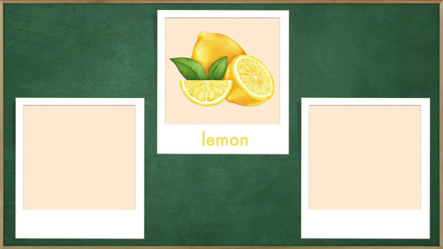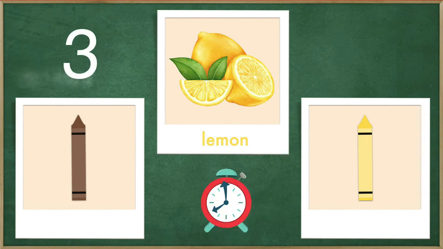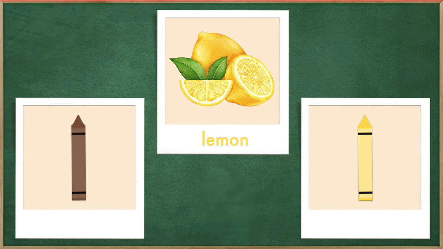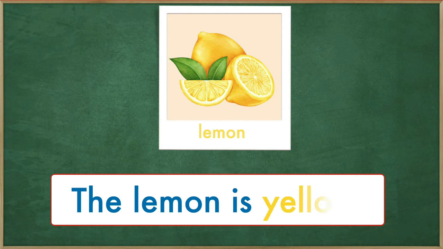Next one. Lemon. What color is lemon? Is this color or this color? Go! Did you choose your answer? The lemon is yellow.